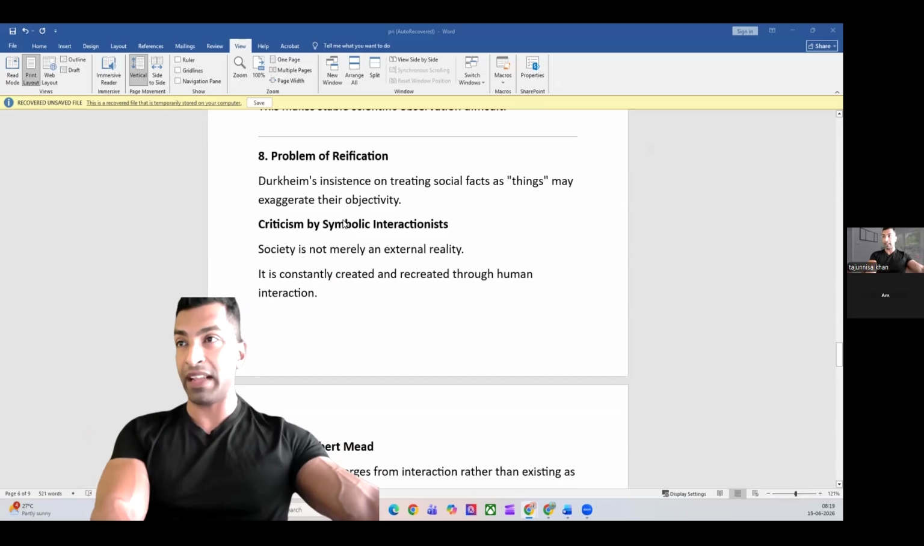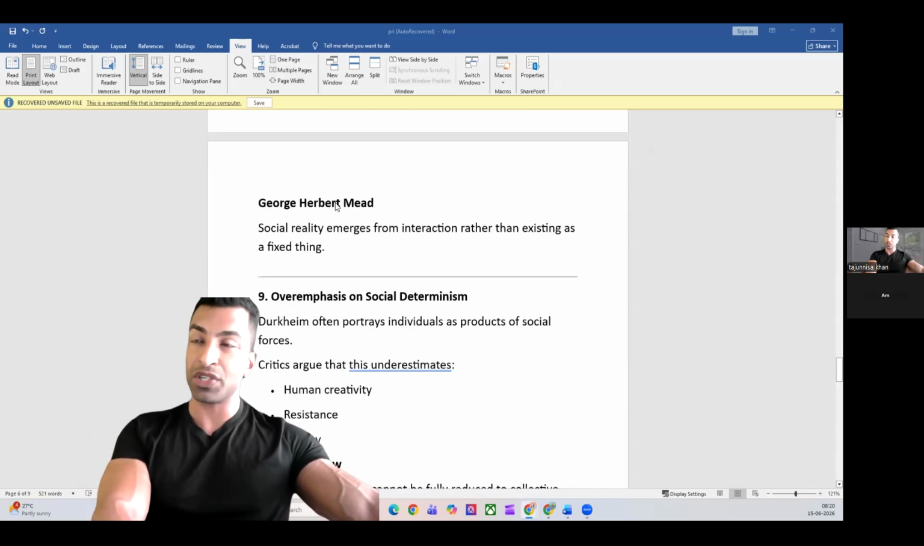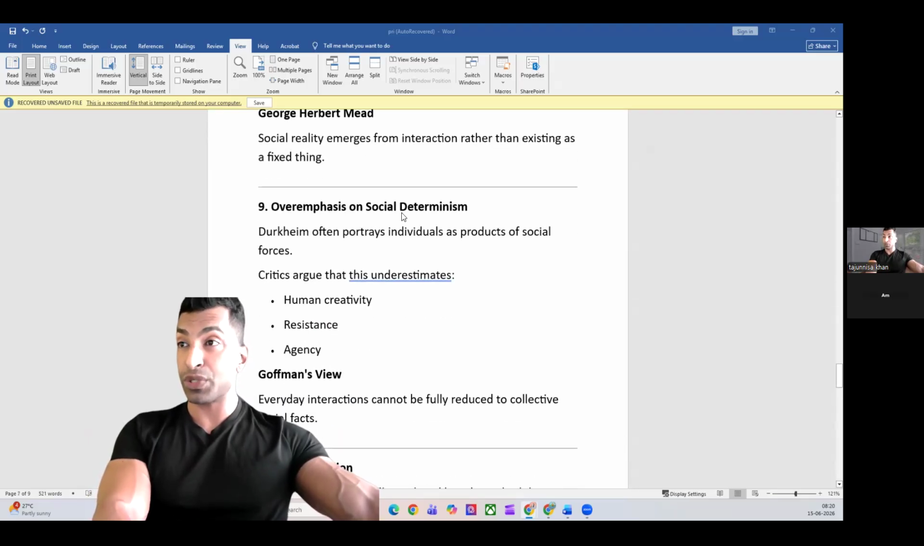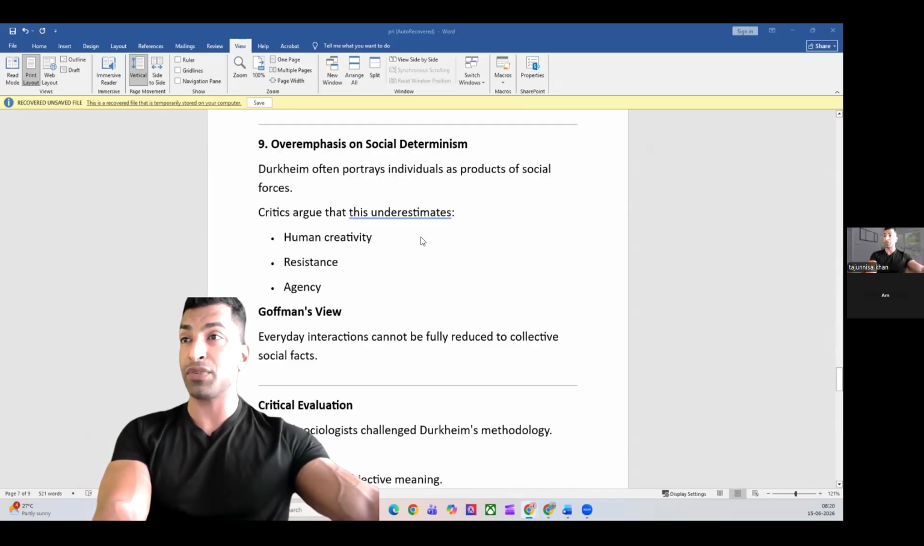Now, the problem of reification, we discussed this already. Criticism by symbolic interactionist George Herbert Mead, I have added here, you can use that. And then overemphasis on social determinism. Durkheim often portrays individuals as products of social forces.